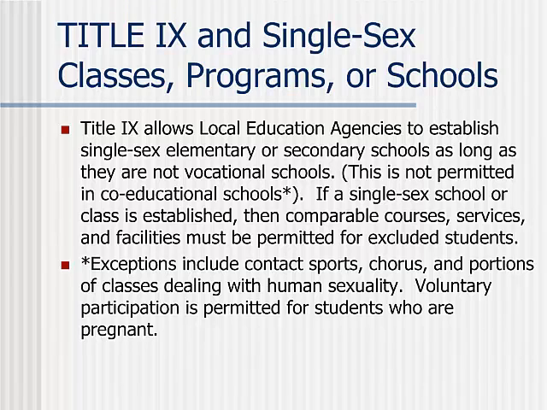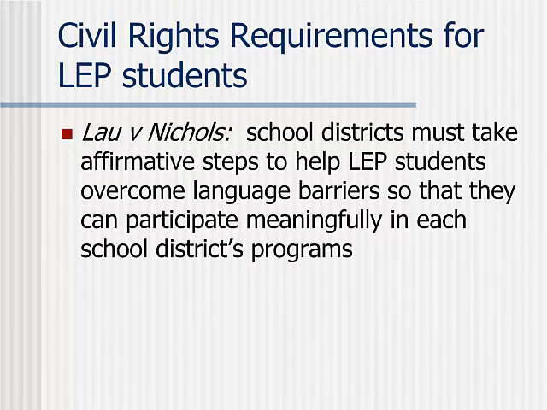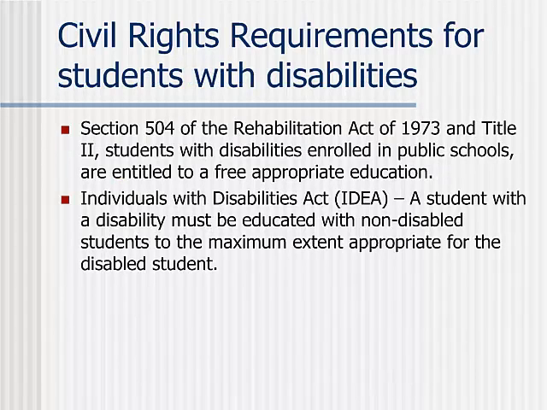Lau versus Nichols was a significant case in California which requires, by its findings, that school districts take affirmative steps to help limited English proficient students overcome language barriers so that they can participate meaningfully in each school district's program. This was a case where Chinese students in San Francisco sued the San Francisco schools over not providing equal access to education.